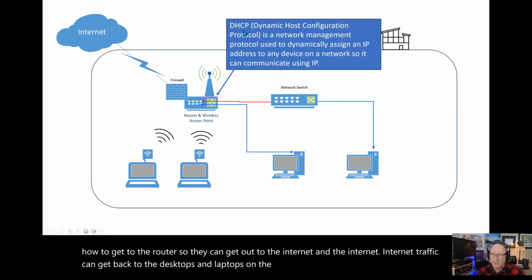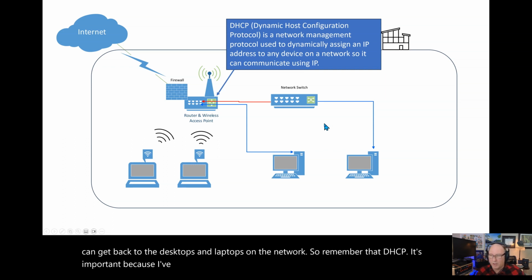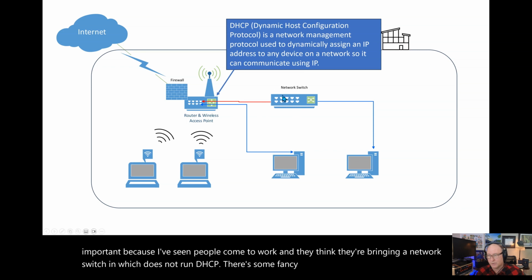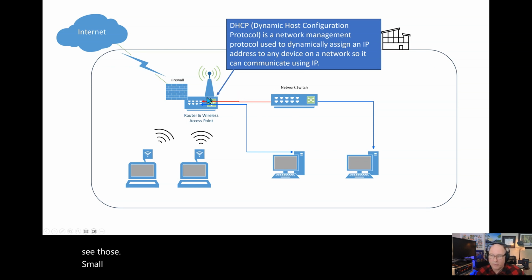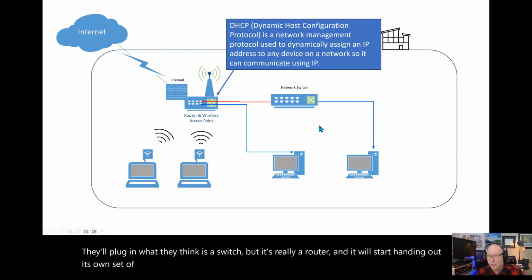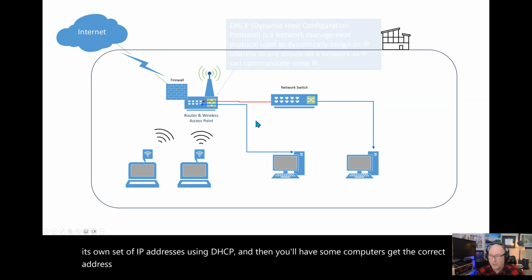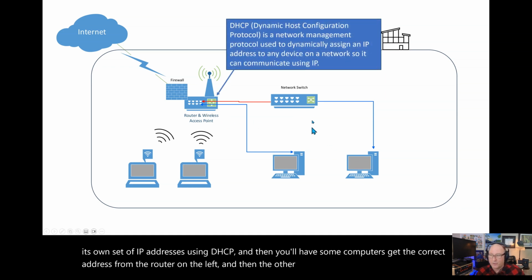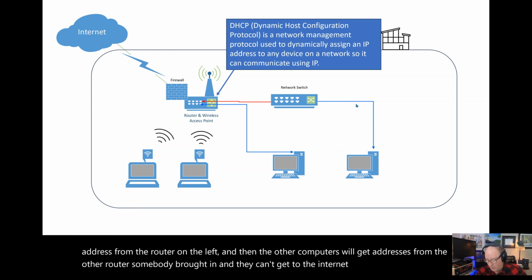So remember that DHCP. It's important because I've seen people come to work and they think they're bringing a network switch in, which does not run DHCP. There are some fancy ones that do, but you're not going to see those in small businesses. They'll plug in what they think is a switch, but it's really a router, and it will start handing out its own set of IP addresses using DHCP. And then you'll have some computers get the correct address from the router on the left, and then the other computers will get addresses from the other router somebody brought in, and they can't get to the internet. And it'll cause a lot of confusion on the network.